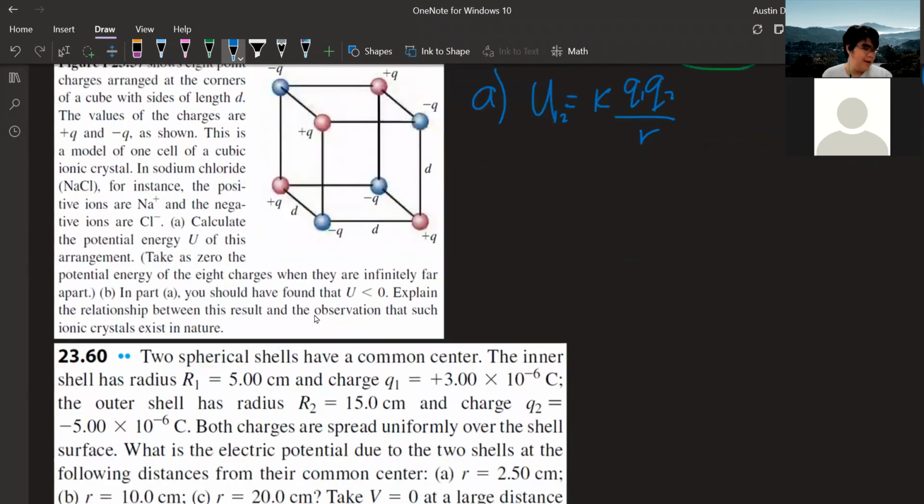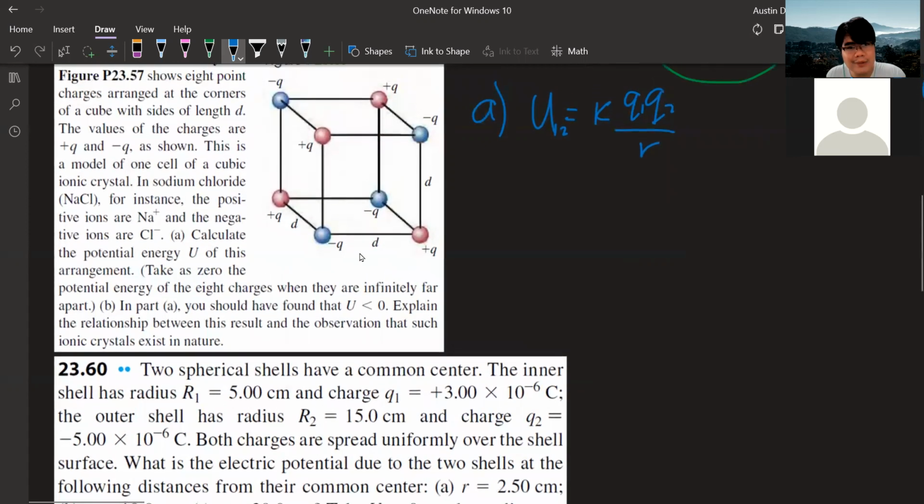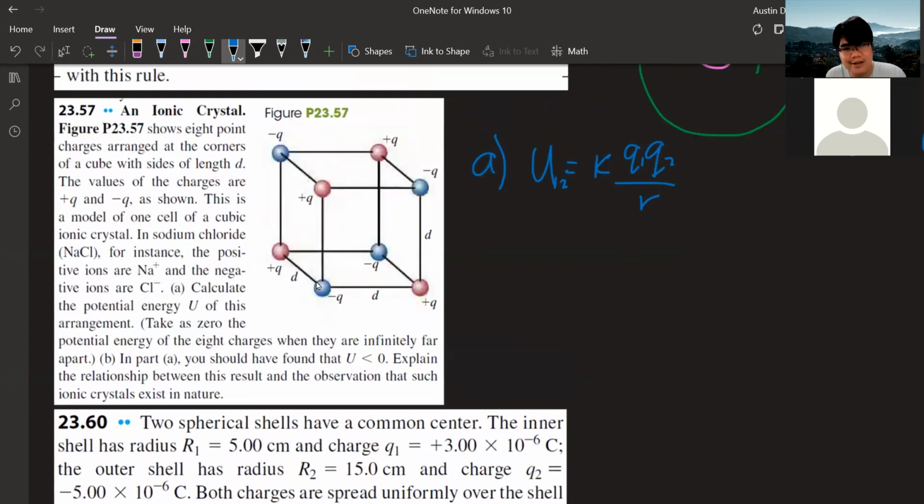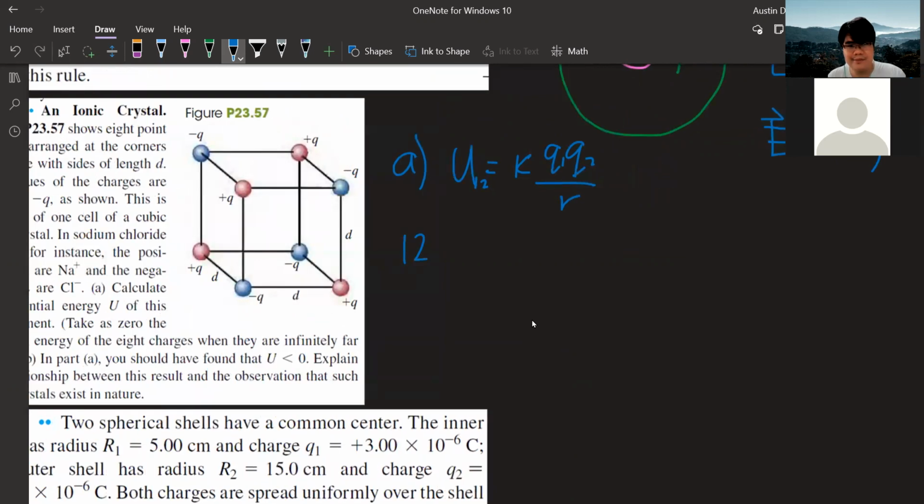Okay, pwede mo sila i-group by kung sino yung same distances and so on and so forth. So ako, i-group ko sila by the distance. Bibilangin ko ngayon kung ilan yung pairs ng charges that are separated by a distance d. Sa base part, meron kang 4. And then the sides would give us also 4. And the top panel would also give us 4. So 4 plus 4 plus 4, that's 12 pairs.